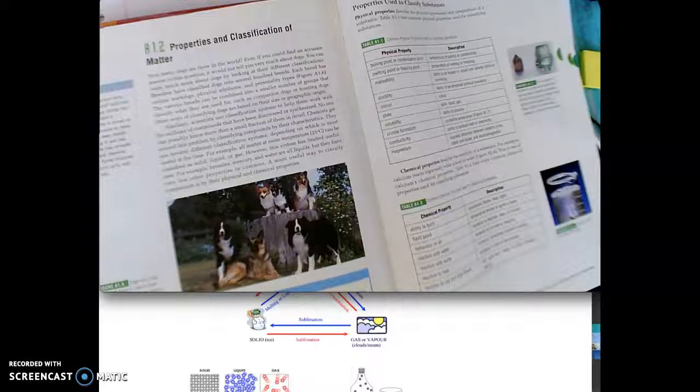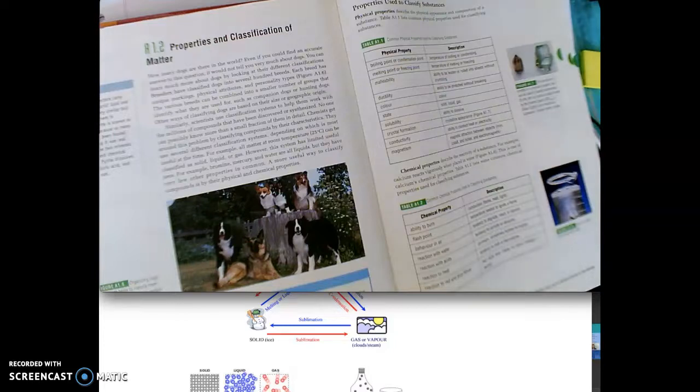We're on properties and classification of matter. So these are grade 8 and 9 concepts, but it's a lot to remember, and so reviewing it every year is good. Okay, so people didn't used to know what everything was made out of. They used to think it was made out of earth, air, fire, and water, the elements. Aristotle, a bunch of guys, that's what they thought.